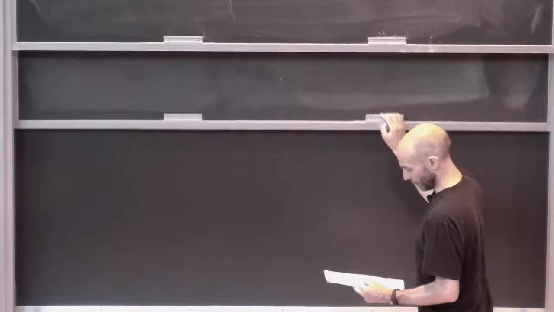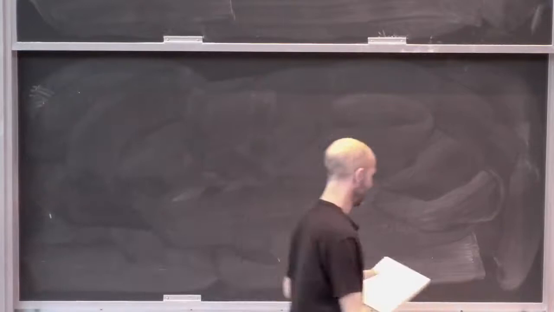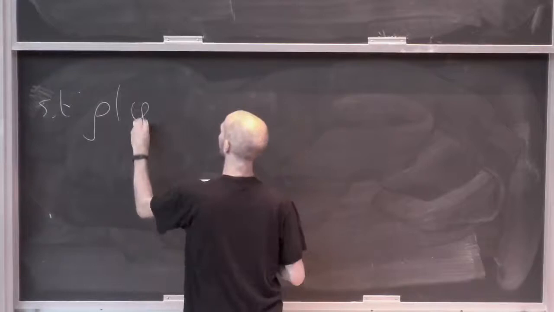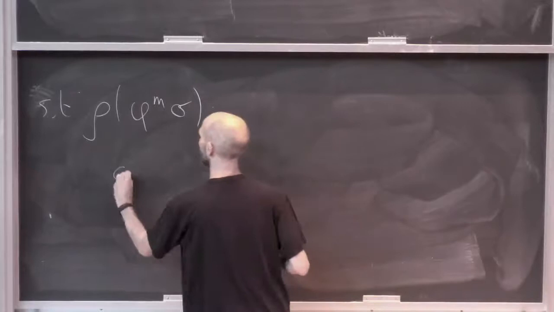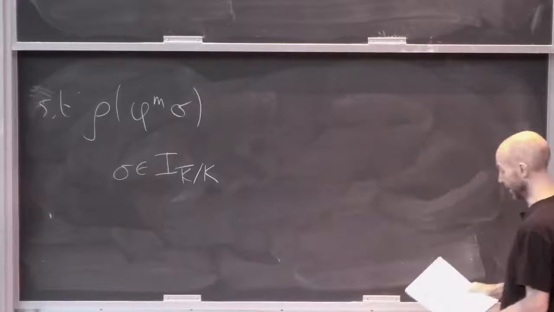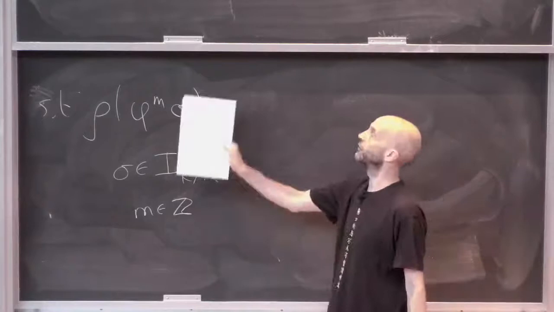But I've carefully copied out from Tate's article what it is. So it turns out this. Such that rho of phi to the m times sigma, so phi is this lift of Frobenius, and sigma is in the inertia group. So every element of the Weil group, at least, is going to be of that form, because m is an integer. I'm about to give you a formula for rho of phi to the m sigma, a formula for rho on the Weil group, and that will be enough.